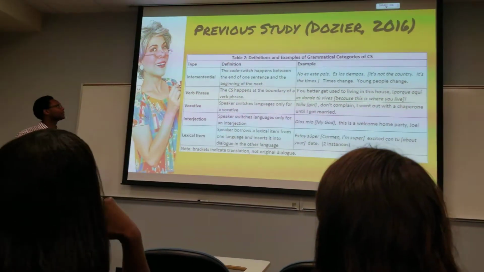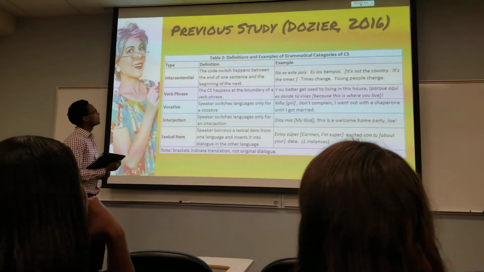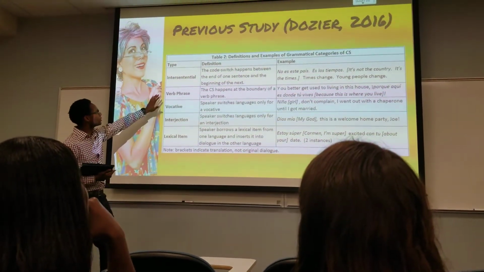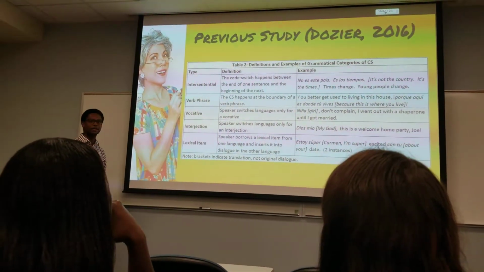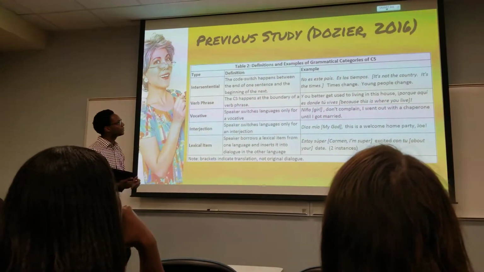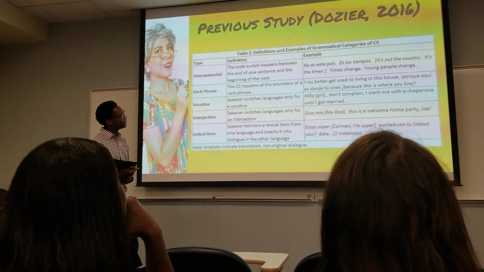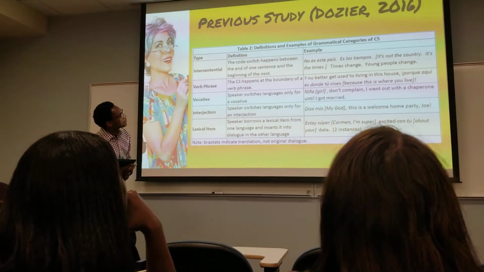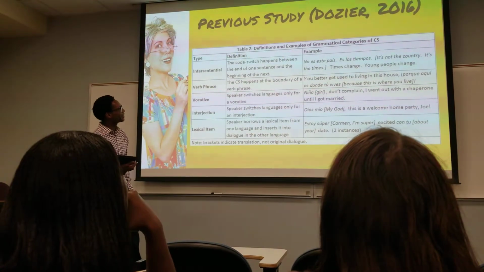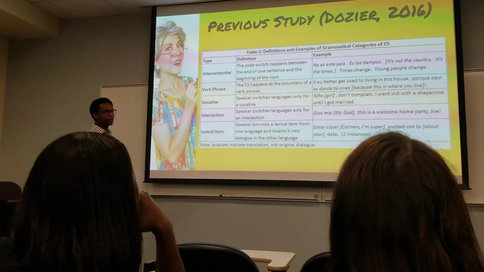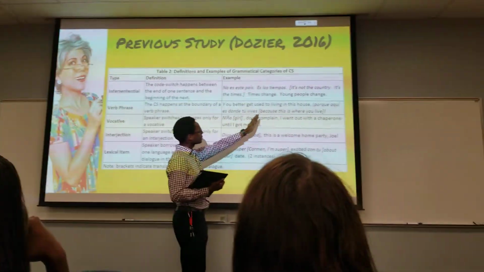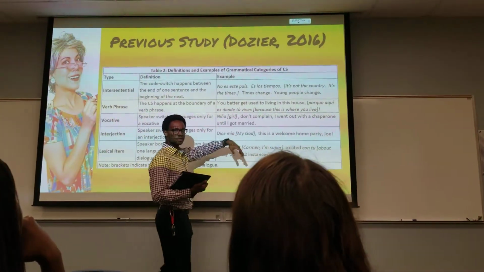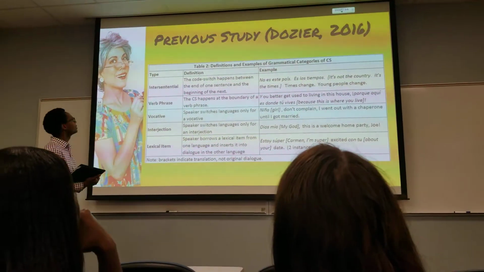All right, so this is how she classifies the different types of code switching. So she's got intersentential as the first one, which is defined as the code switch happening between the end of one sentence and the beginning of the next. So there's an example here. No es este país, es los tiempos. It's, okay, so that's the English translation in brackets. Times change, young people change, right? So you see the code switching happening after es los tiempos and starting again at times change, right? So the switch is happening between the two sentences.